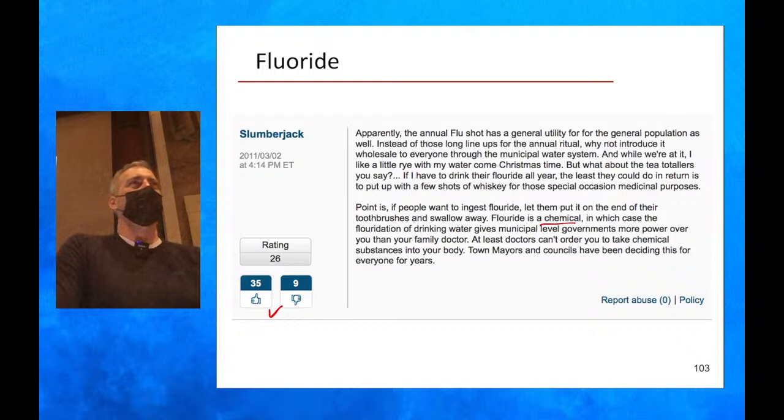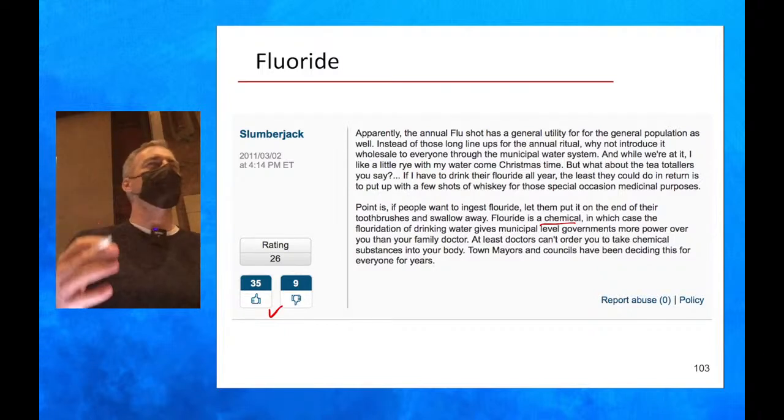We have all sorts of public methods of delivering chemicals to the population for our own good. Milk has vitamin D added to it if you buy it, right? Bread flour is fortified. It's got folic acid and niacin added. Salt is treated with sodium iodide. It helps prevent goiters. If you want to Google something fun, Google goiter. It protects against thyroid problems, right? So we have all sorts of examples like this.